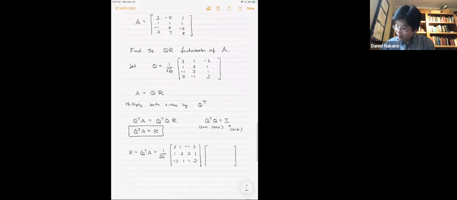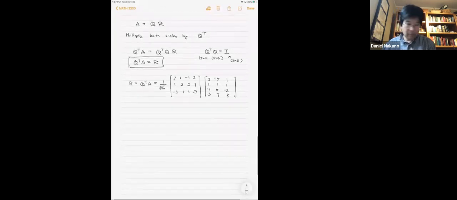Let's write out A here. That's 3, 1, minus 1, 3, minus 5, 1, 5, 7, and 1, 1, minus 2, and then 8. Okay. So I get 1 over the square root of 20. And let's start taking dot products here.